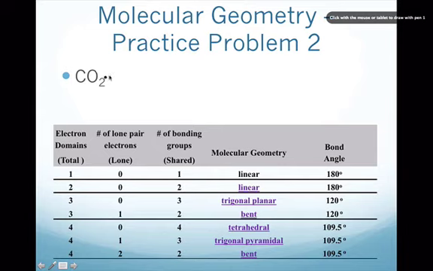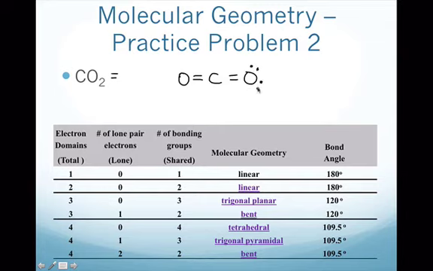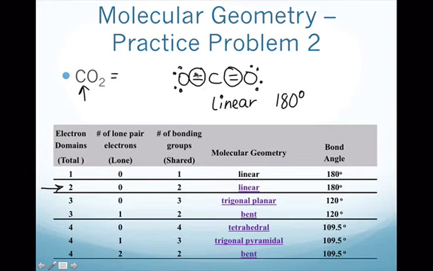Okay, our next one here is carbon dioxide, and we've already drawn carbon dioxide before, so I'm just going to sketch it really fast. This is what it ends up looking like. Again, we're going to focus only on the carbon when we're looking for the molecular geometry. In this case, the carbon only has 1 domain here and 1 domain here. So it has a total of 2 electron domains. The only possibility is for it to be linear. So this is linear, and the bond angle is 180 degrees. From here to here is 180.